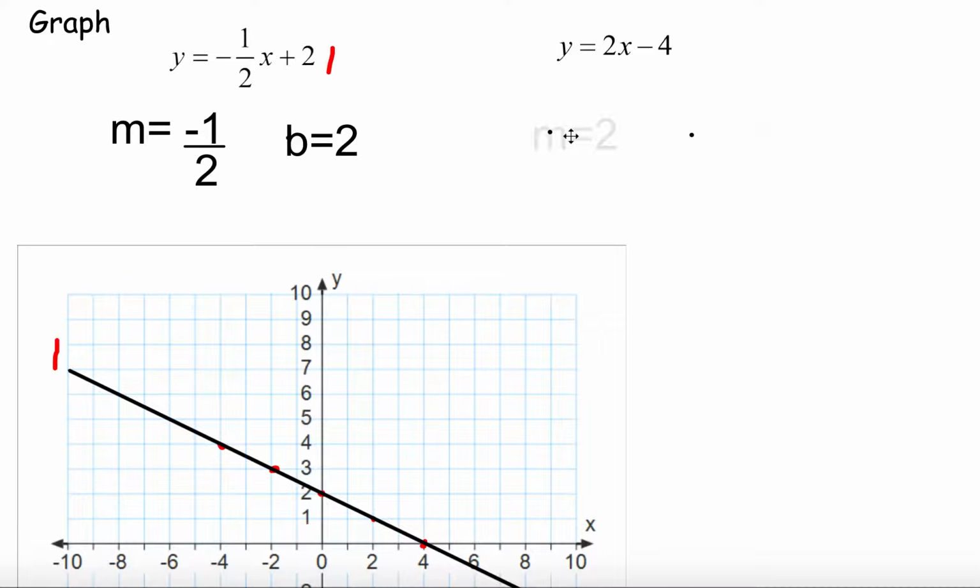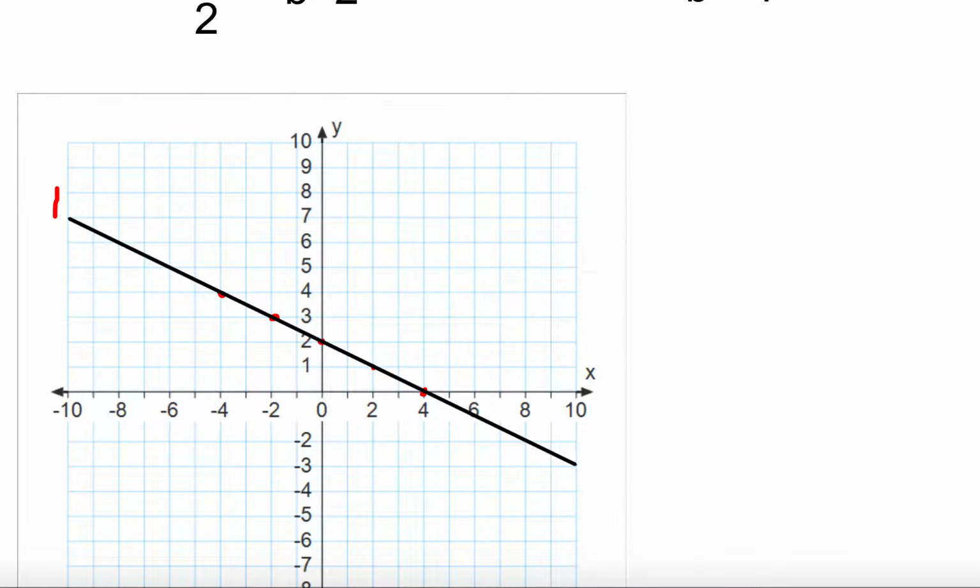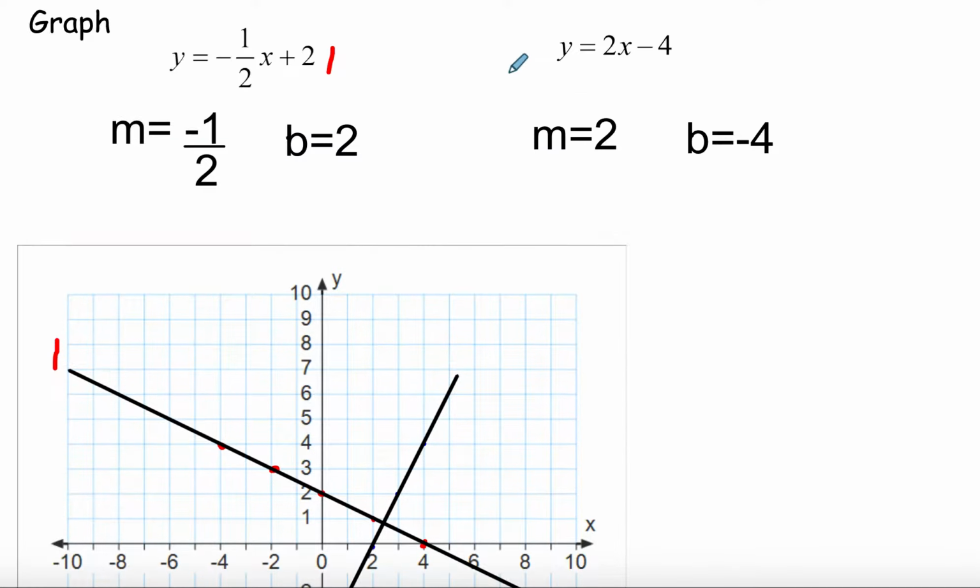And then over here, we're going to do the same thing. We've got a slope of 2 and a b value of negative 4. I'm going to go down to negative 4. Oh, let's change colors, sorry. Negative 4. I'm going to go up 1 over 2, up 1 over 2, up 1 over 2, and so on. Get my ruler out, connect the dots, and there we go. This is 2.